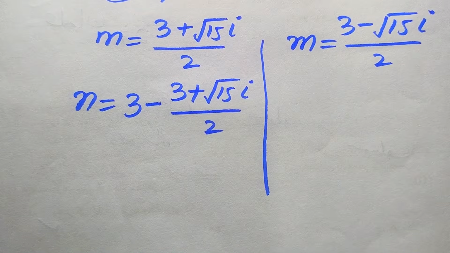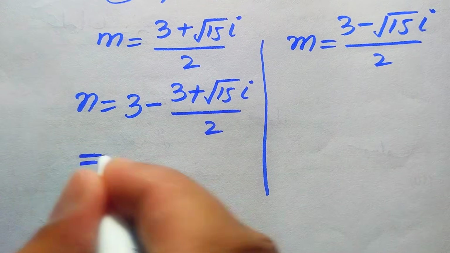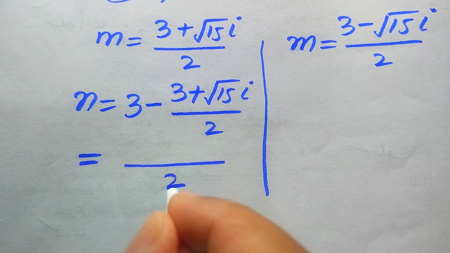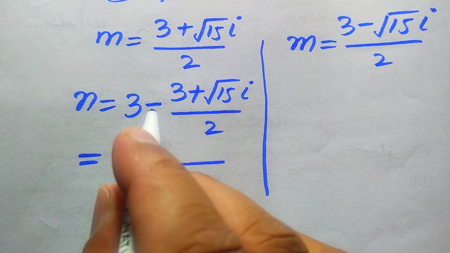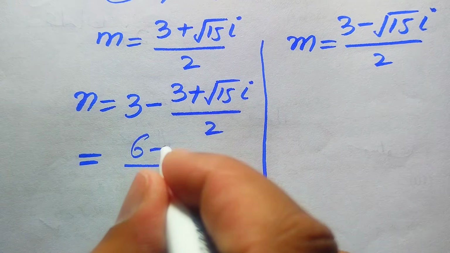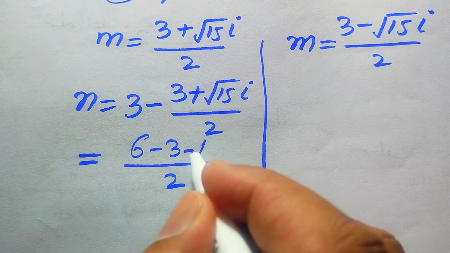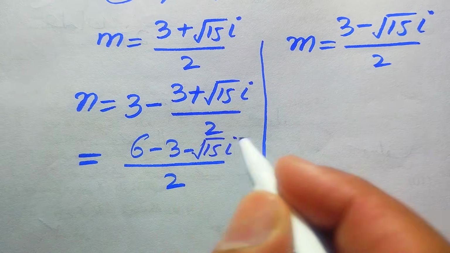Further we need to take the LCM of this term, and when we take its LCM it becomes 2, and we get 2 times 3 becomes 6, and we multiply this negative sign on both of these values, and we get minus 3 minus square root of 15 iota.